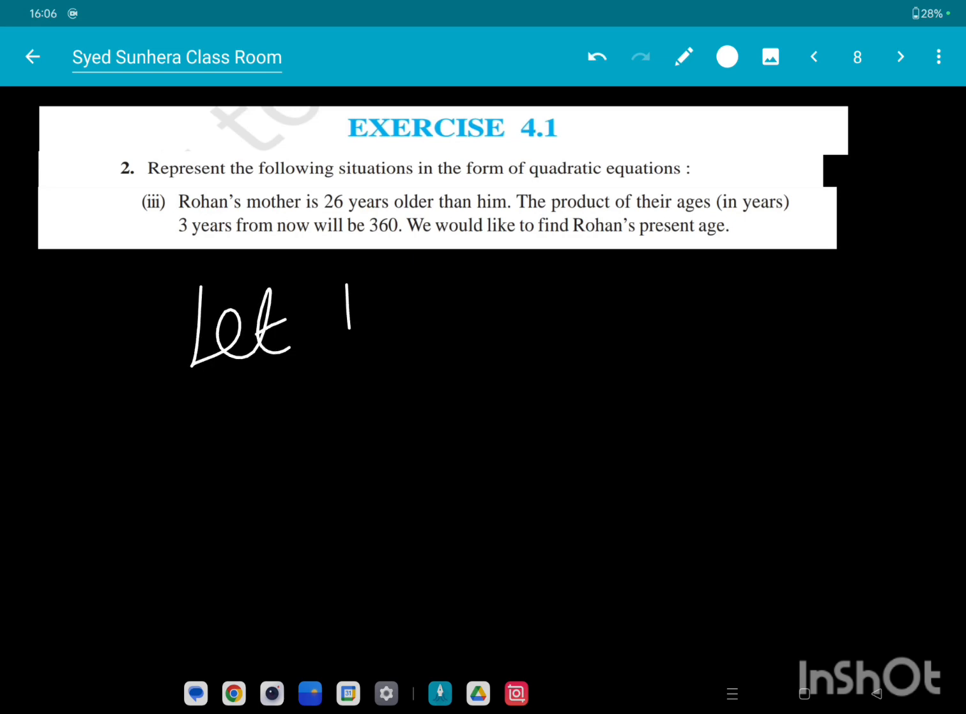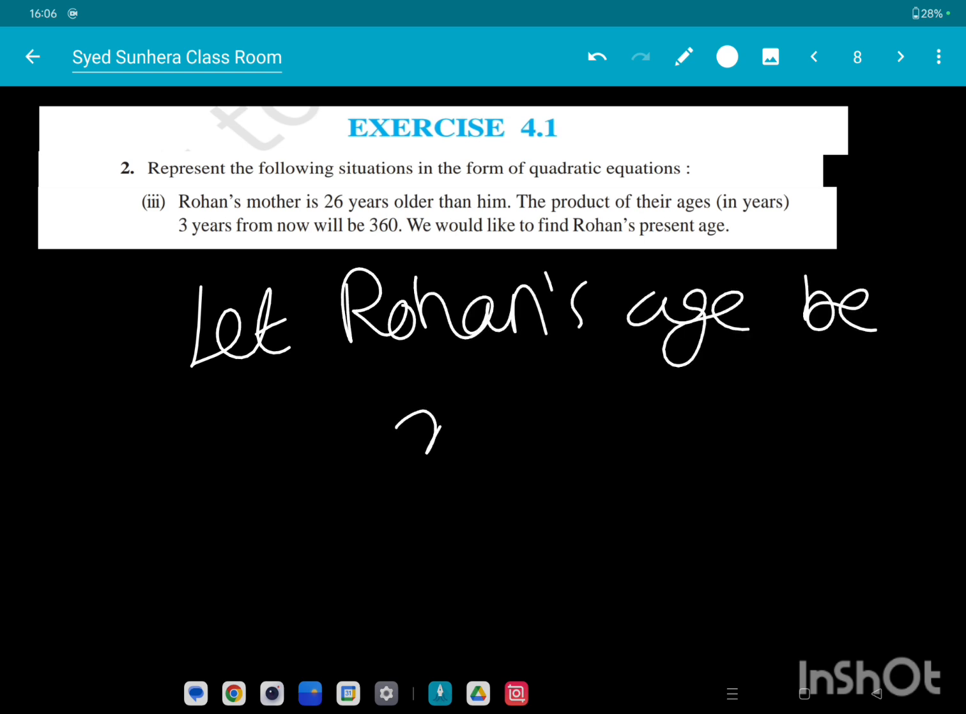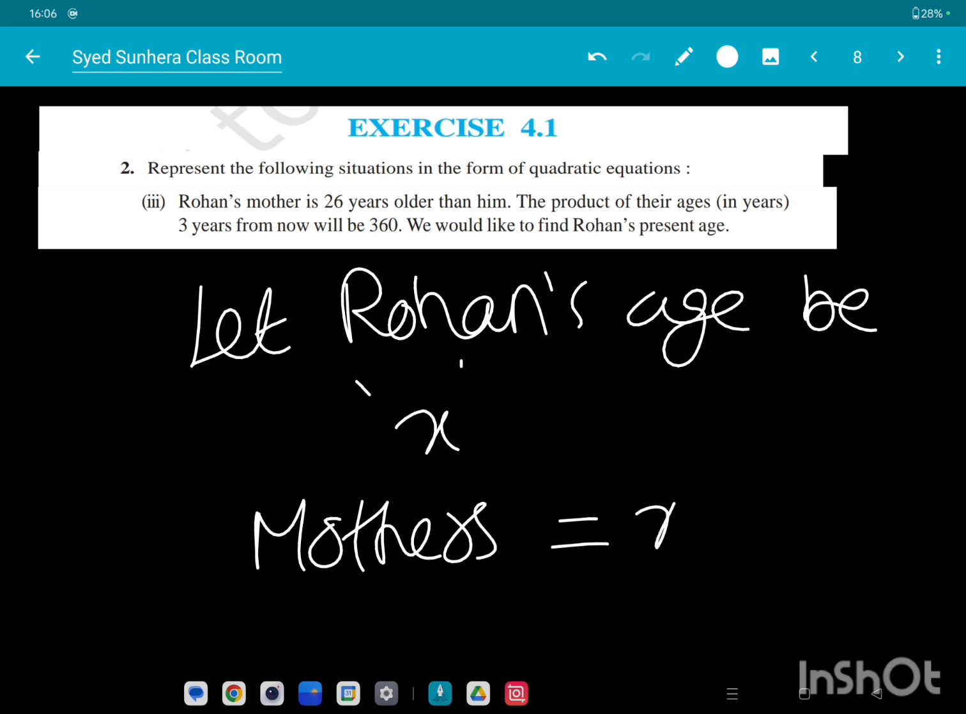So let Rohan's age be x. Rohan's mother is 26 years older than him, which means she is older than Rohan. So her mother's age will be, 26 years older means she is elder, we will write x plus 26. So if we add 26 to Rohan's age, then it will be her mother's age. So mother's age is x plus 26. Rohan's age will be x. The product of their ages 3 years from now. So after 3 years, what is the age of Rohan?